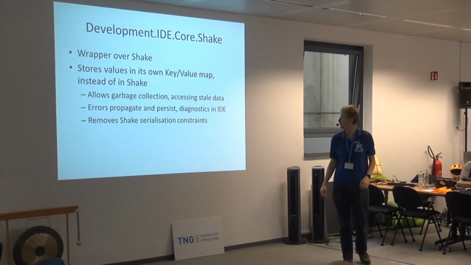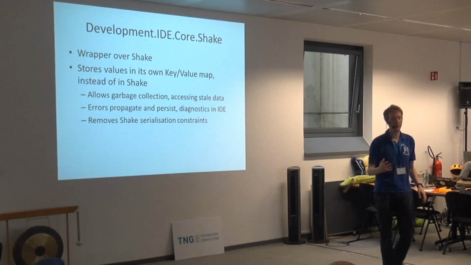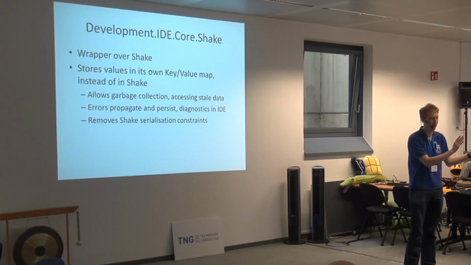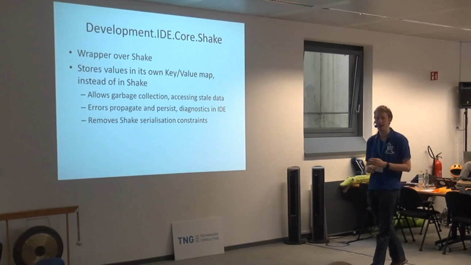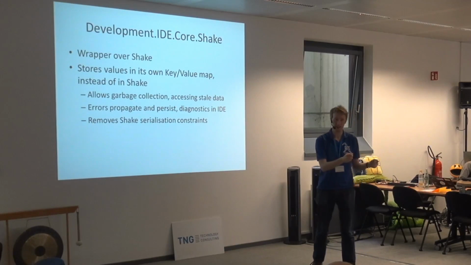Shake isn't perfect here. So what we did is we switched from storing values in the Shake key value map to storing them in a parallel kind of shadow key value map. Why did we do that? Well, one of the reasons is now we can get at the data whenever we want it without going through Shake, so we can get at stale data.